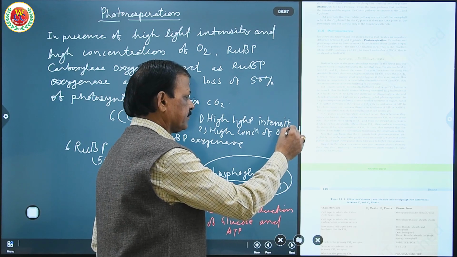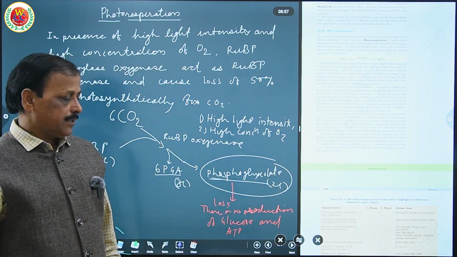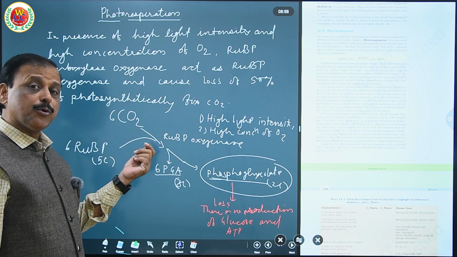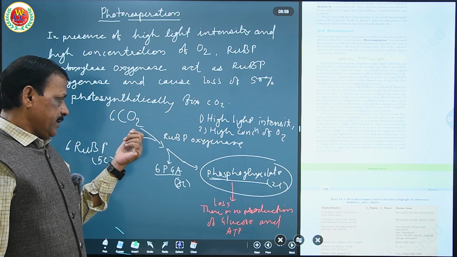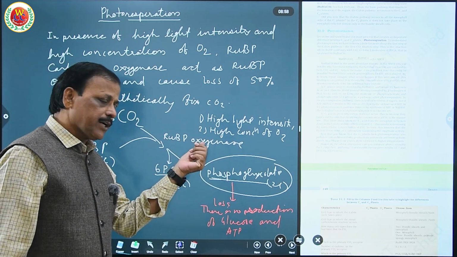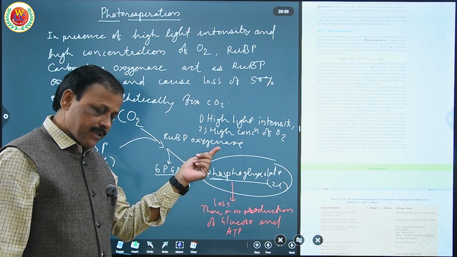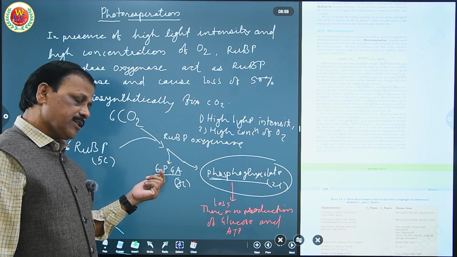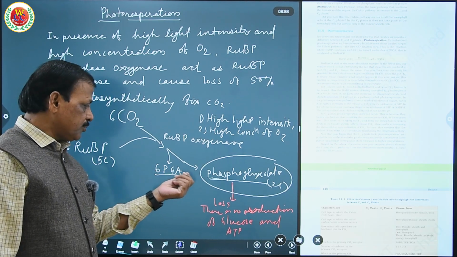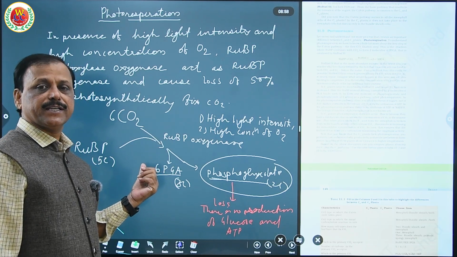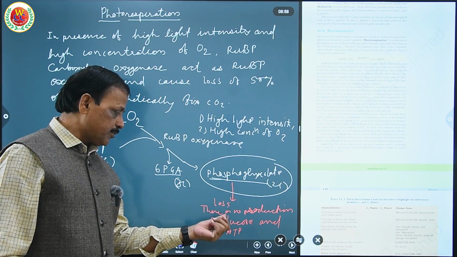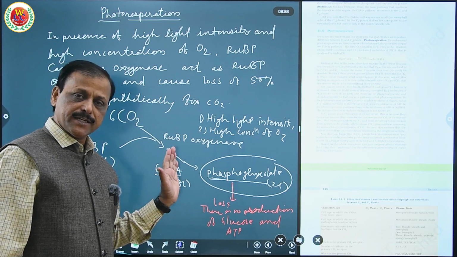To understand what is photorespiration, this equation is very useful. So you can remember how to define photorespiration. In the presence of high light intensity and high concentration of O2, RuBP carboxylase acts as RuBP oxygenase and causes loss of approximately 50% of carbon dioxide into phosphoglycolate instead of phosphoglyceric acid. And further, this phosphoglycolate cannot and does not undergo any process to produce glucose and ATP. Thus, that is a loss.